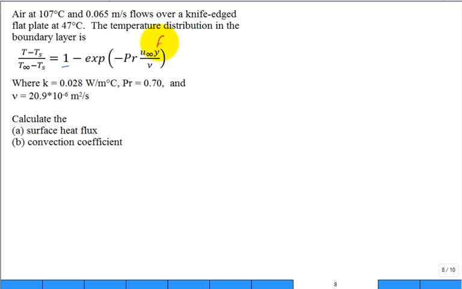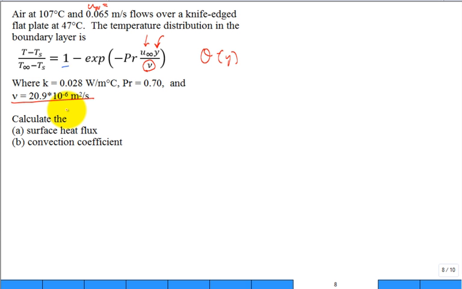This is y, so you can see that they're giving you theta as a function of y. True? Okay. And what's this? U infinity. That's U infinity right here, given. Nu. What is nu? That's the kinematic viscosity, one of those viscosities. It was mu over rho from the definition.